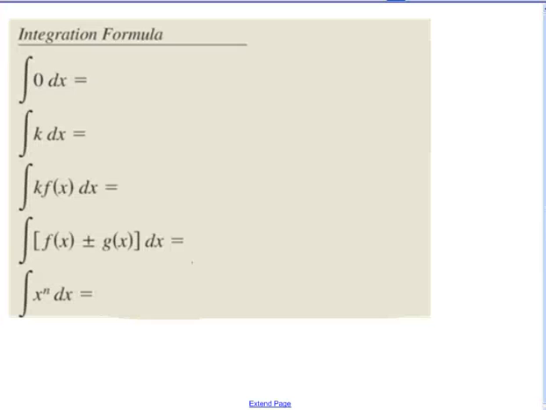So in our next video, we're going to be working on the integration formulas and practicing some integration problems. So please be sure to watch Antiderivatives Part 2.